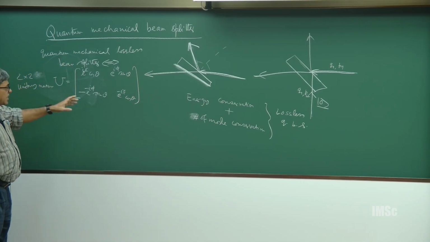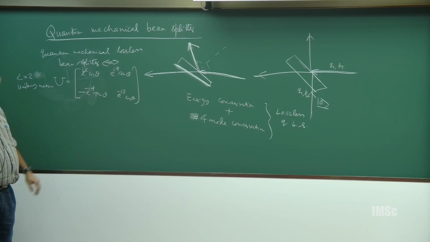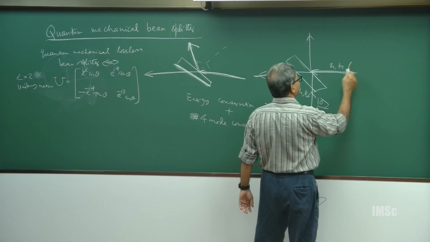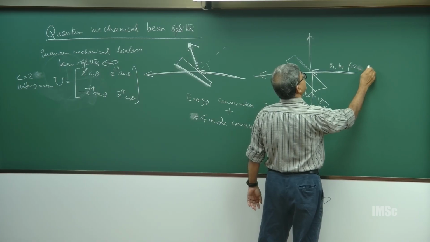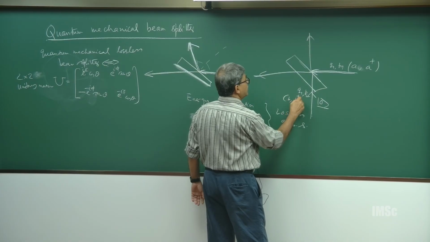So this is the most general special unitary matrix, right? Determinant one. This acts on A and A daggers, right? Yes. It will act on this. So this corresponds to, let us say, A and A dagger, and this corresponds to B and B dagger. Okay.